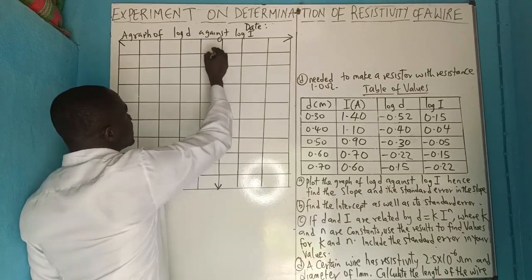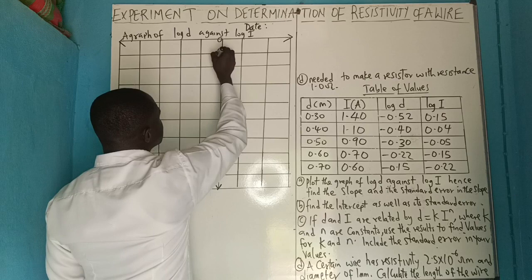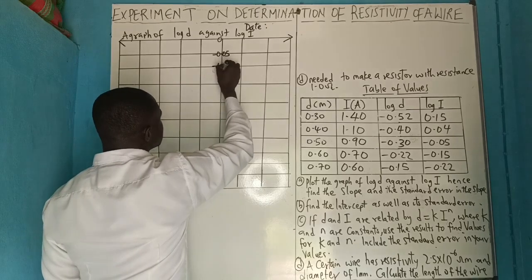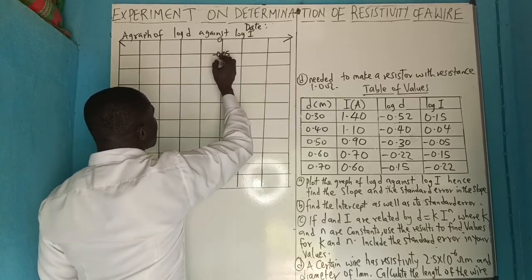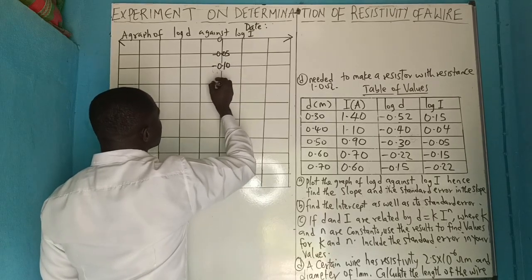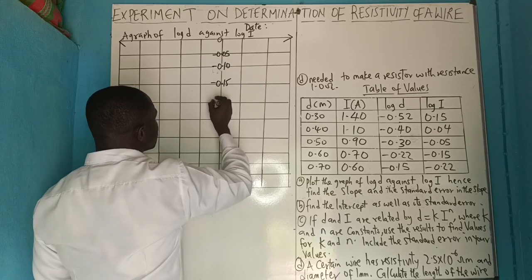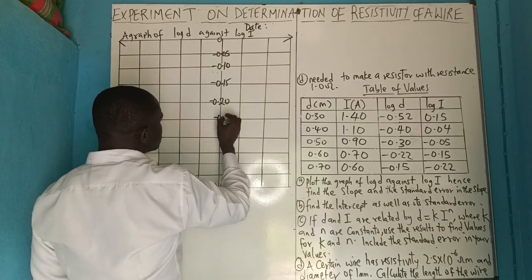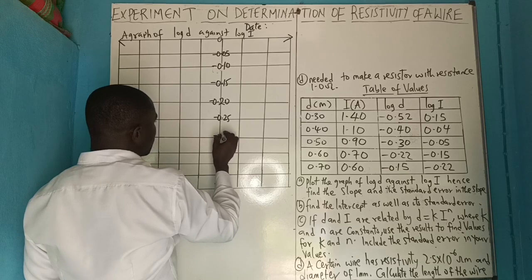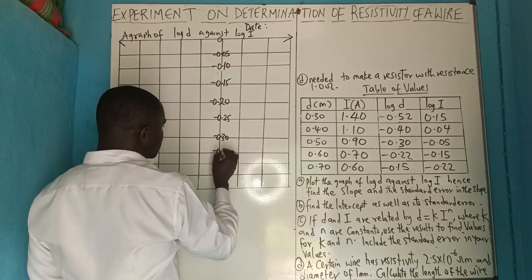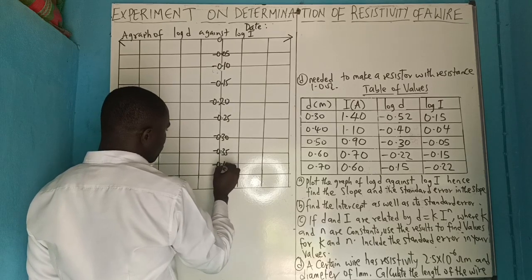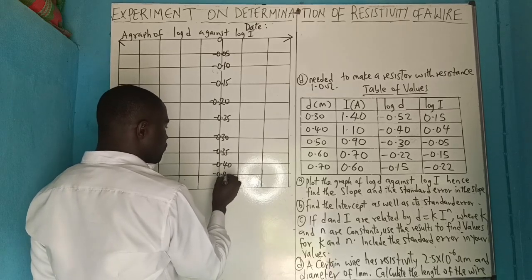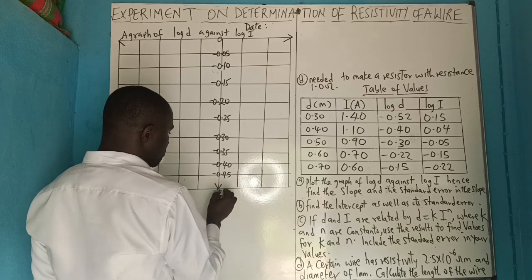So I will say here is minus 0.05, minus 0.1, minus 0.10, minus 0.15, minus 0.20, minus 0.25, minus 0.30, minus 0.35, minus 0.40, and we are to get up to minus 0.45, minus 0.50.